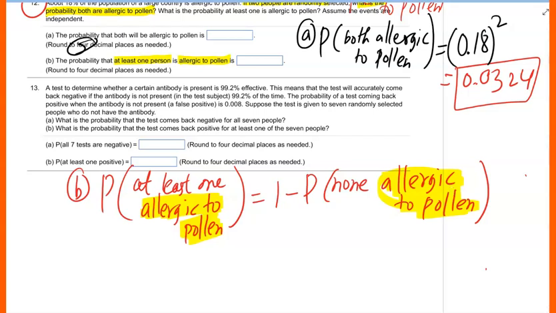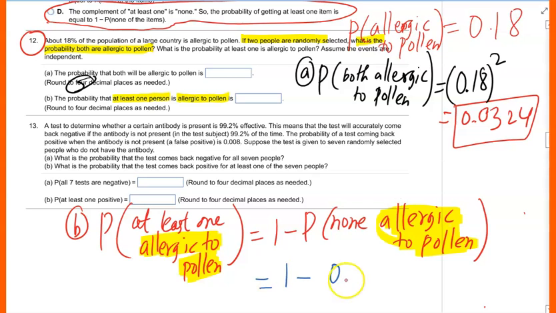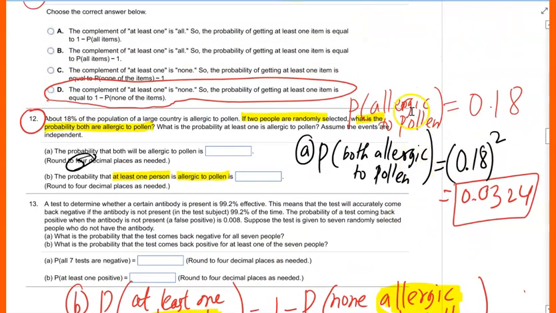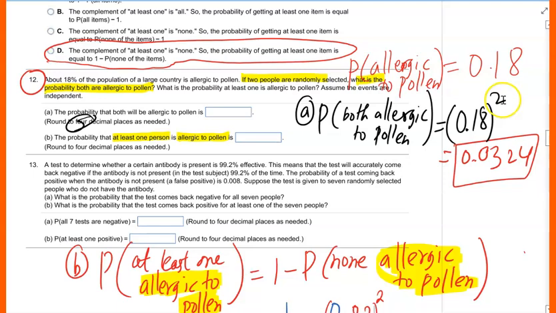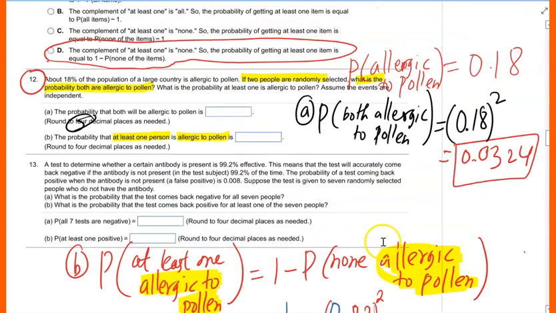What do you mean by non-allergic to pollen? Out of 2, none of them has an allergy to pollen. And what's the probability of non-allergic to pollen? 0.82 to the power 2. Why? Because remember that 18% has an allergy to pollen. In other words, 82% is not allergic to pollen. Remember that there are 2 people, both not allergic to pollen. And the chance of not being allergic to pollen is 0.82.